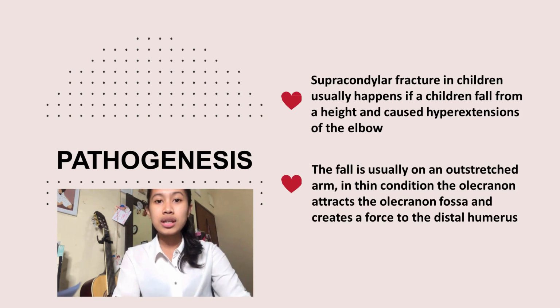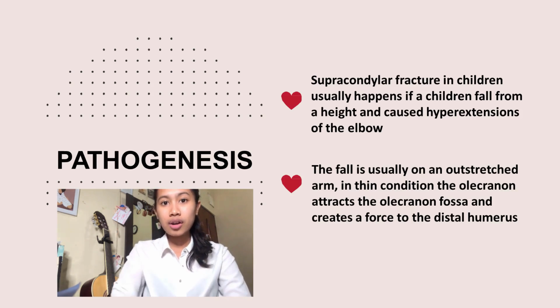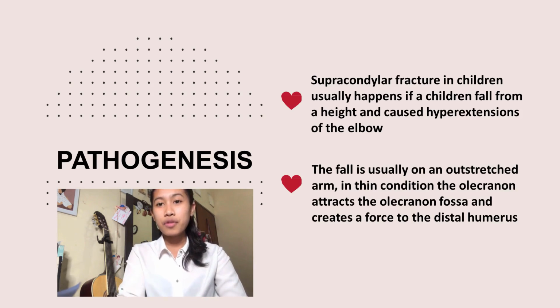And in this condition, i.e. the supracondylar fracture, the olecranon attacks the olecranon fossa and creates a force to the distal humerus, thus causing the supracondylar fracture. Supracondylar fracture can happen both anteriorly and posteriorly.